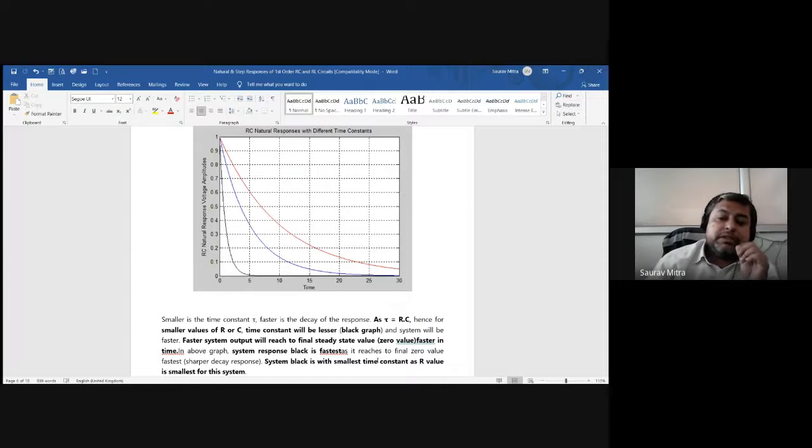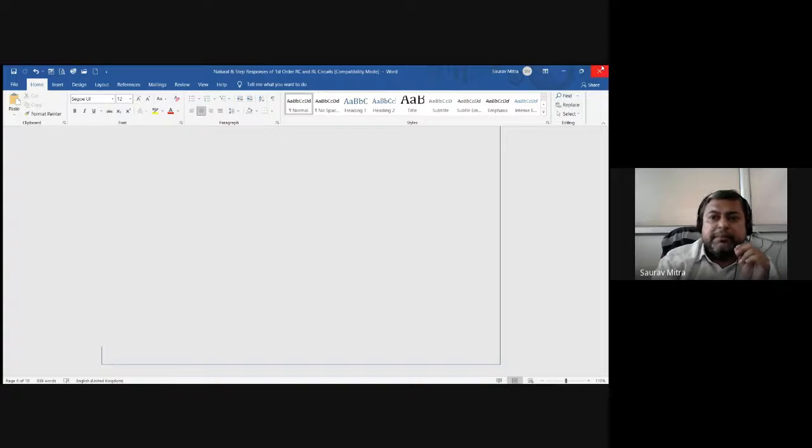And tomorrow we will start with the step response: the step response of RL, RC and RLC. When we give a step input, how the response looks, that we will do tomorrow. Okay. Thank you for your time.